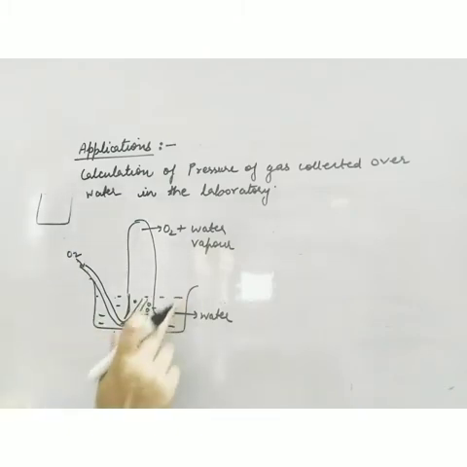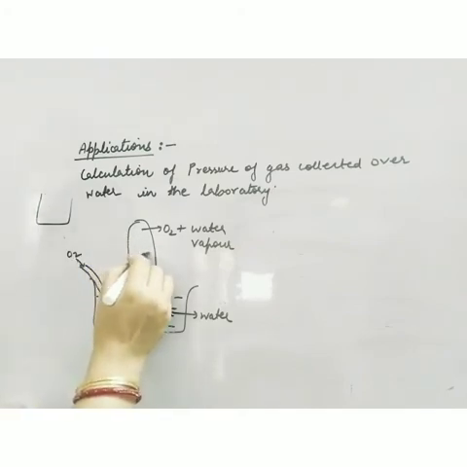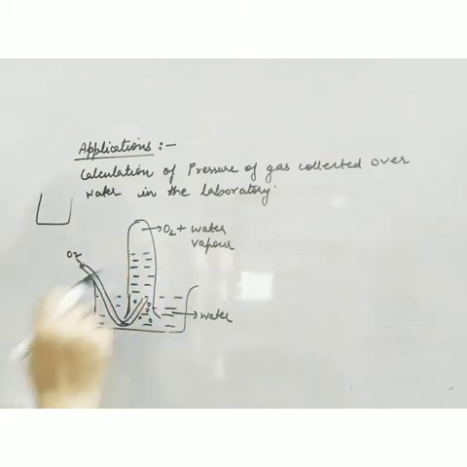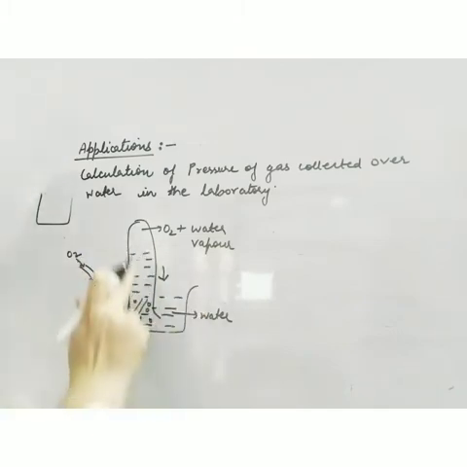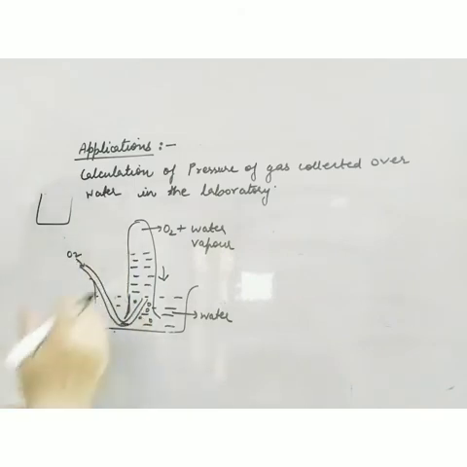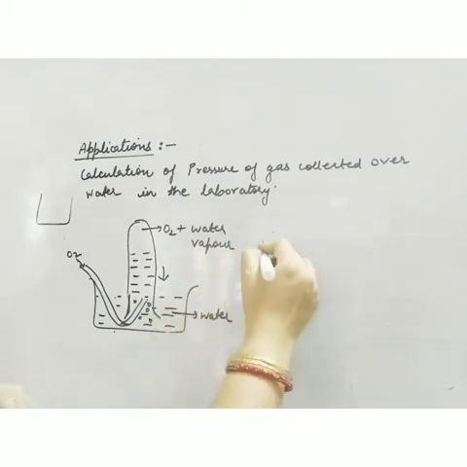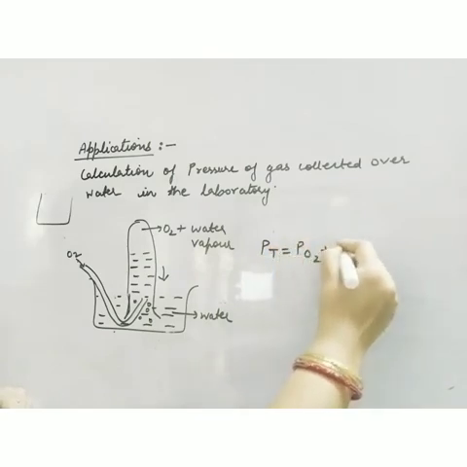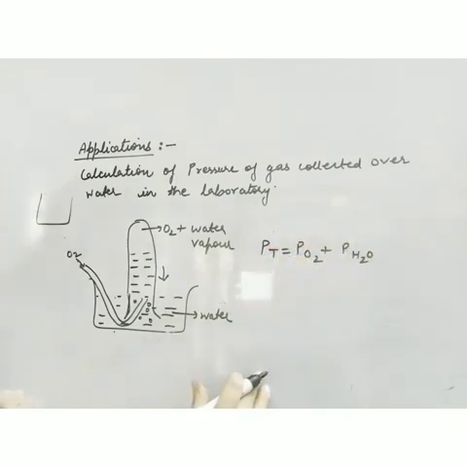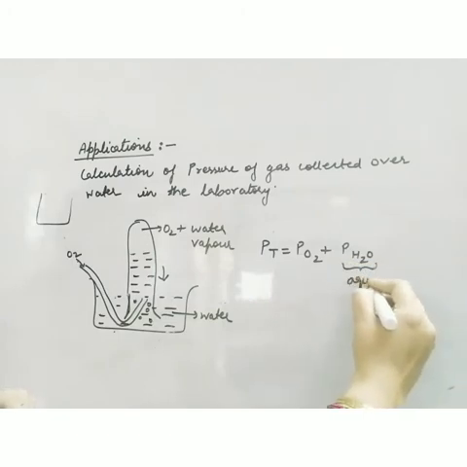Now there is a container which is filled with water. Now there is an inverted tube. Now here we will pass oxygen gas. So what will happen? As the oxygen gas is collected, water will move down from the tube into the container. So this water will come down. This is downward displacement of water, and here oxygen is collected. But what problem is there? Along with oxygen, some water vapor is also collected because it is collected over water. So now the total pressure is equal to the pressure of oxygen plus the pressure due to water vapor. And this pressure due to water vapor is known as aqueous tension.